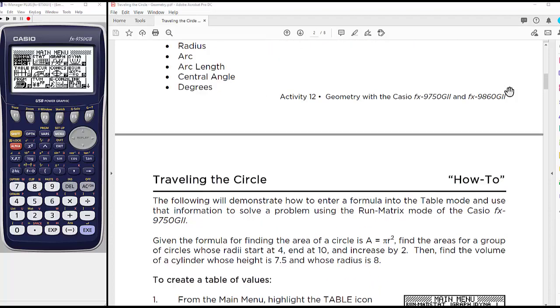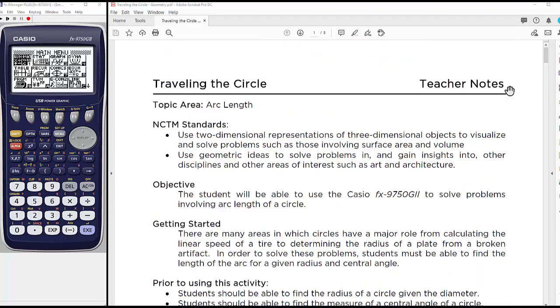Hi there. So today I am looking at the FX9750G2 graphing calculator from Casio. It's a black and white calculator. It's menu operated just like all of Casio's graphing calculators. And basically today we're going to look at two things.